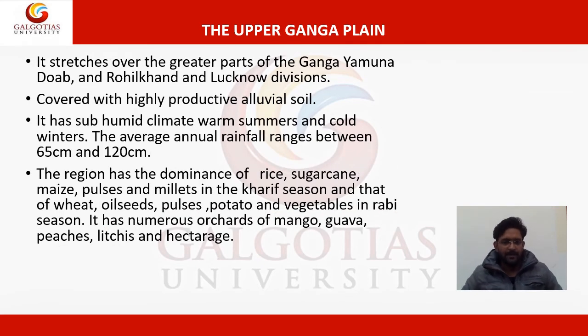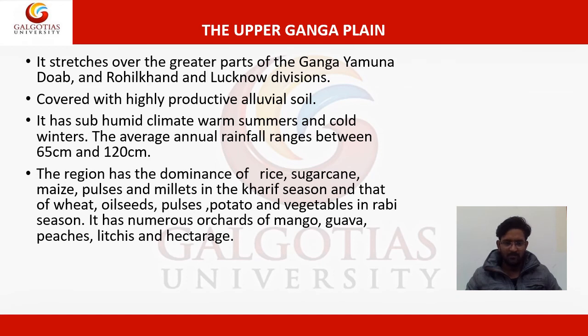The Upper Ganga Plain. It stretches over the greater parts of the Ganga Yamuna Doab, Rohilkhand and the Lucknow division. This is the main area through which the Ganga river flows. So this is the Ganga plain region, and the upper part is covered with highly productive alluvial soil. The soil is very productive. It has a sub-humid climate, with warm summers and cold winters.